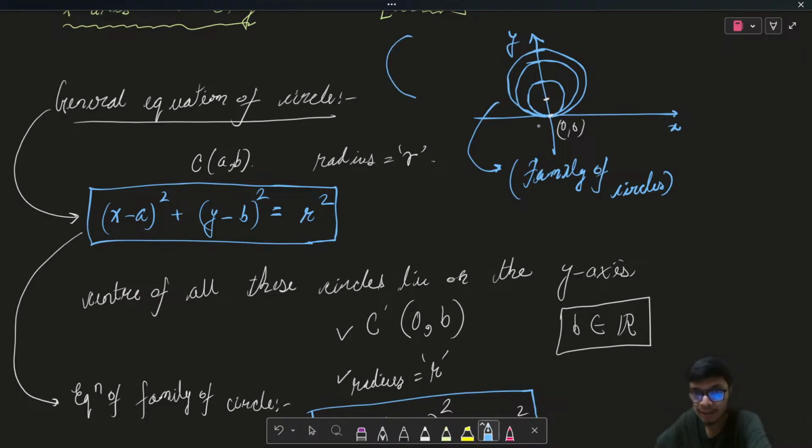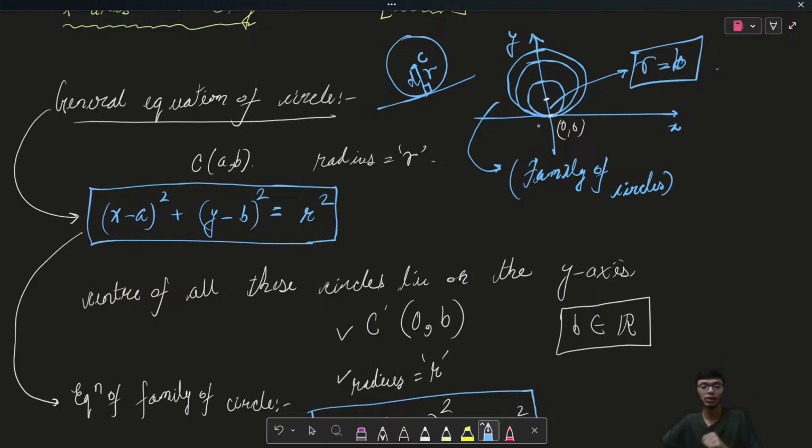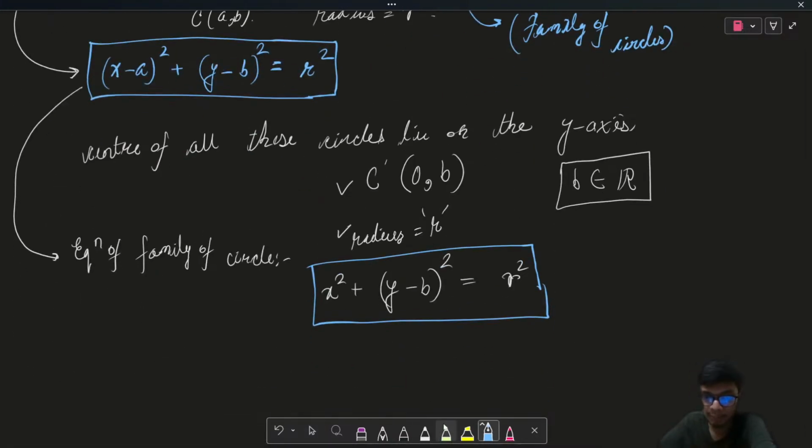If you look at any of the circles over here, the general principle of a circle is that if any line is touching the circle, that is a tangent, and if you drop a perpendicular from the center to the tangent, this distance is equal to the radius. So the distance between the center and the point of contact of the tangent is equal to the radius. Therefore, my radius is simply equal to b. That is a very cunning observation over here.